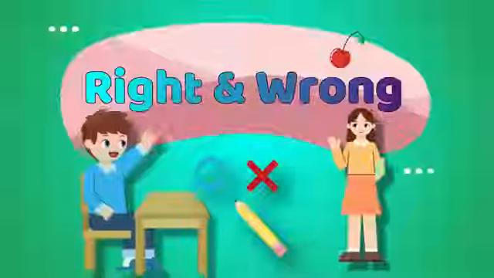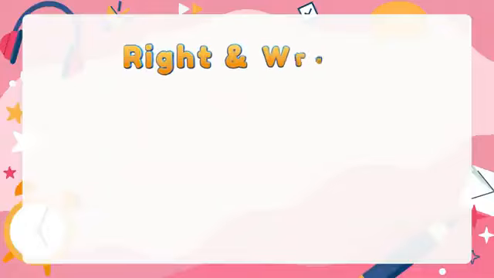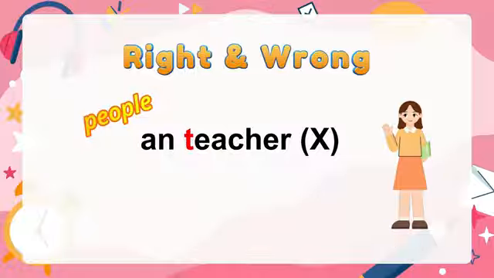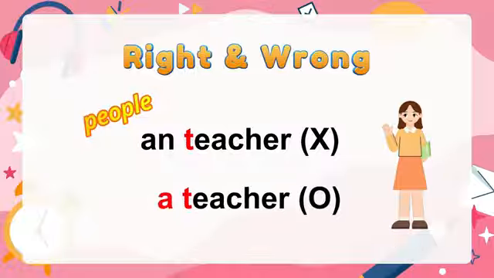Right and wrong. Now let's look at the right and wrong section. The first one says, "an teacher." This is wrong because teacher begins with a consonant, so we need a. Teacher is part of the people section. A teacher.